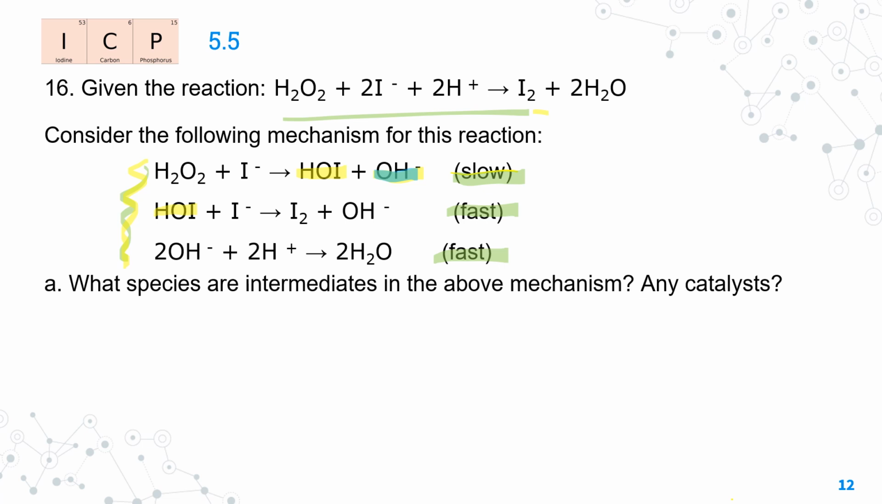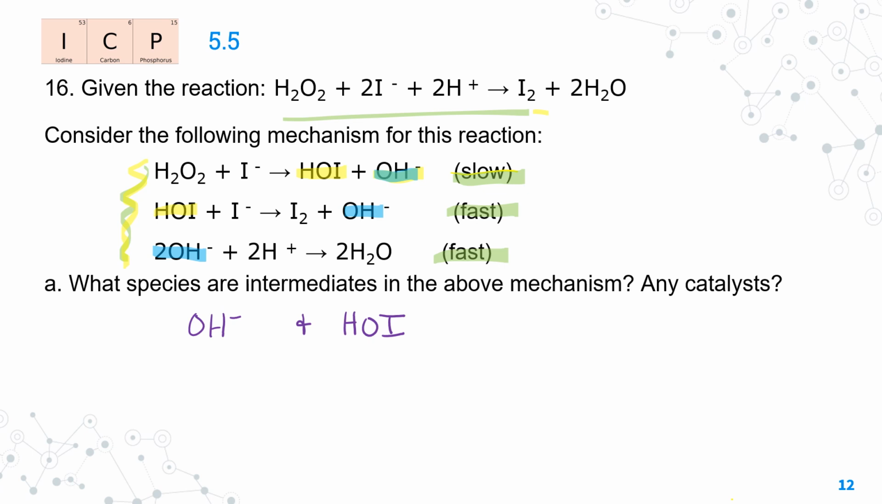And then, weird, I have another OH. And that's not in my overall reaction. But if I look, I have two OHs here in these reactants. So that means that my OH, my hydroxide ion, is an intermediate, and my HOI is also an intermediate, because they are made and consumed.